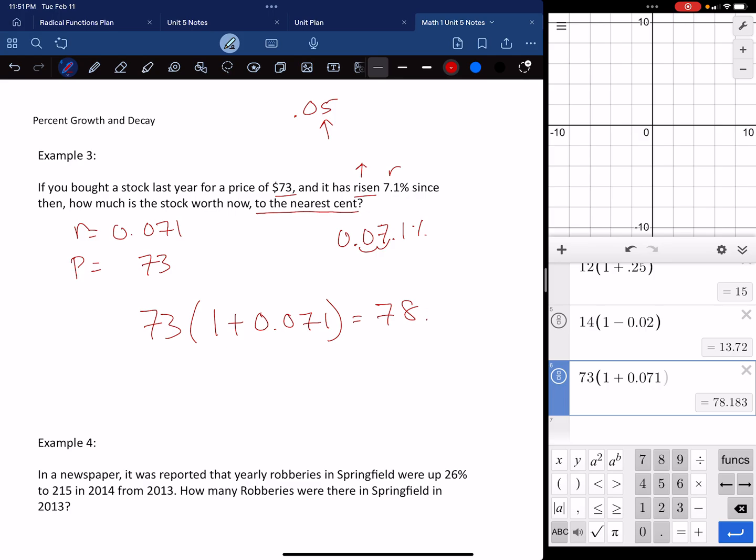And you're going to get $78 and 0.183. Okay, so the nearest cent, I'm rounding here. This is going to tell me, do I round that up or leave it alone, right? Anything that is 0, 1, 2, 3, 4, we leave it alone. If it's 5 or higher, we round up. So again, 3 is less than 5. So my final answer is going to end up being $78.18.